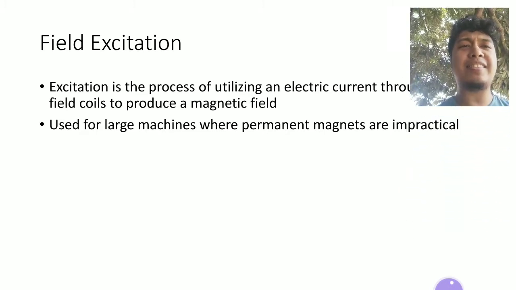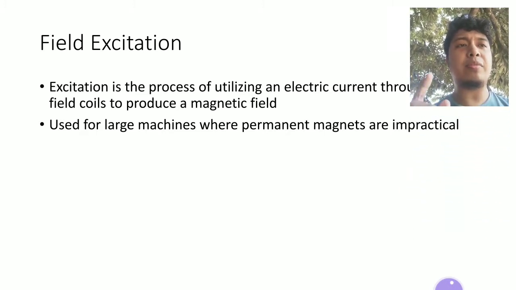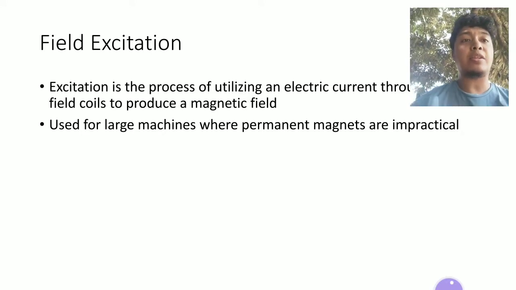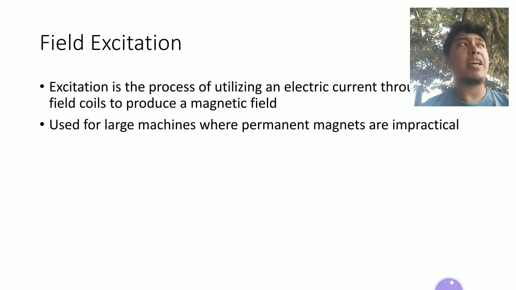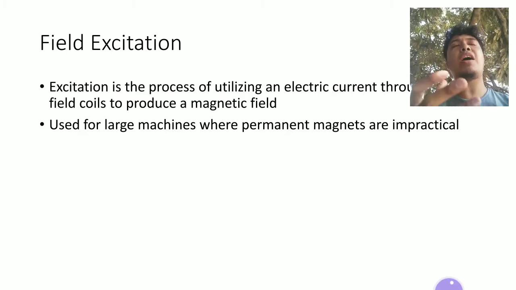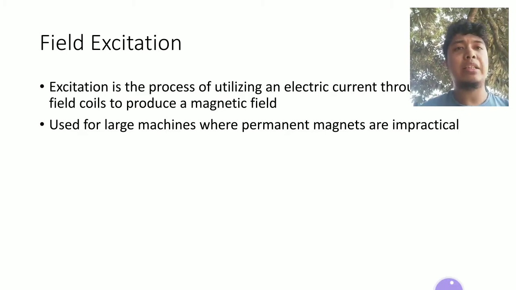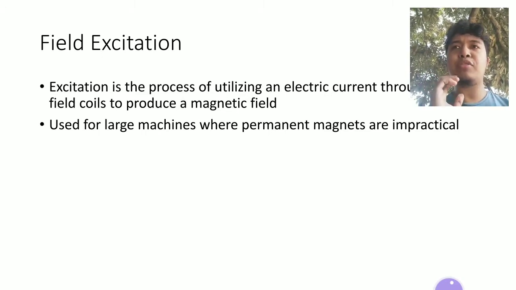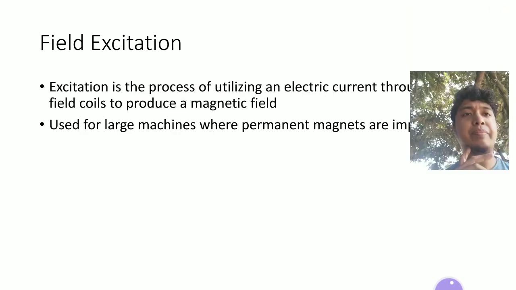This is used on larger machines usually, kasi in larger machines hindi practical gumamit ng permanent magnets. Mabigat siya, and mas madali makakuha ng mas malakas na magnetic field kung electromagnet ka when it comes to your larger machines. Okay.